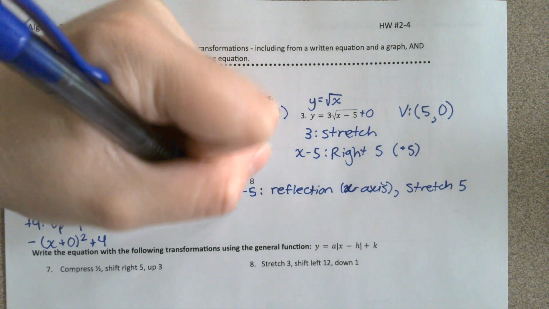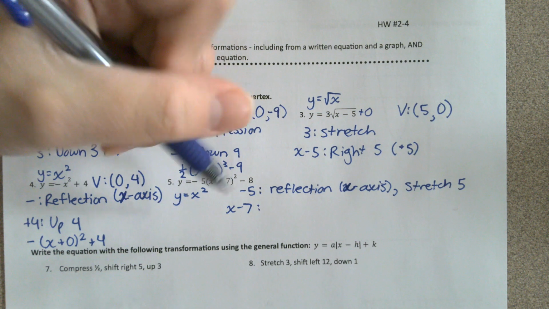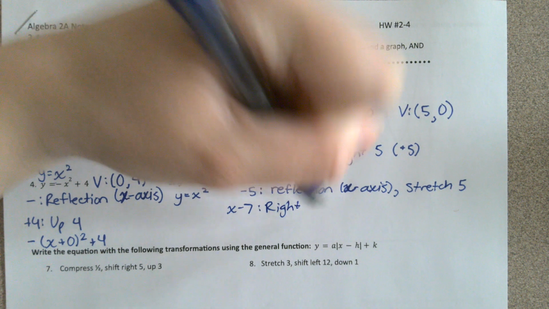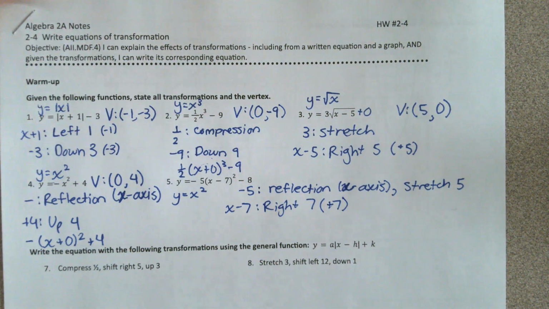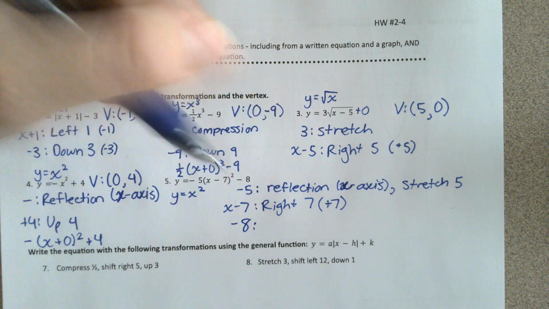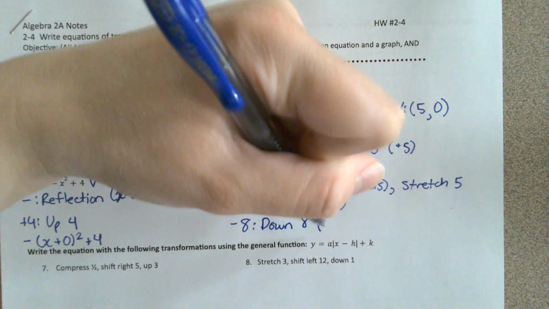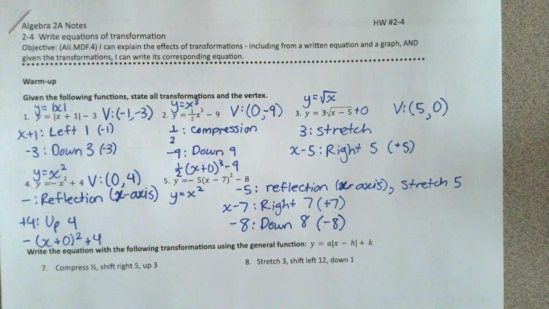Here we have x minus 7. Again, you do the opposite of what it says. So if that says minus 7, you treat it as a plus 7. So that's right 7. Again, that's a positive movement. And then minus 8 all by itself, we go down 8. Again, that's a negative movement, and these two numbers make our vertex.